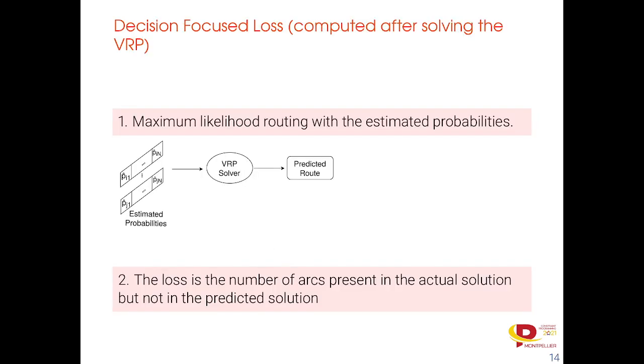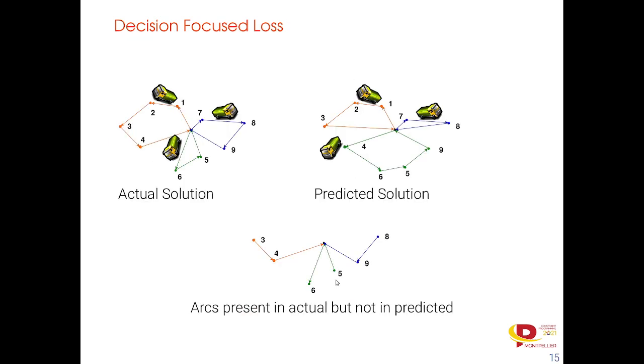The descent focus loss minimizes the error after VRP. So once we have the estimated probability, we have to find out the maximum likelihood routing using the predicted probabilities, and then we have to find the loss, which measures how the predicted route differs from the actual solution. So here is an example. We can see that these 6 edges are present in the actual solution but not in the predicted solution. So the loss here is 6.